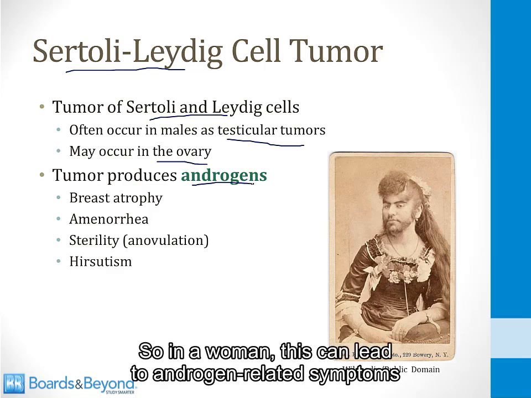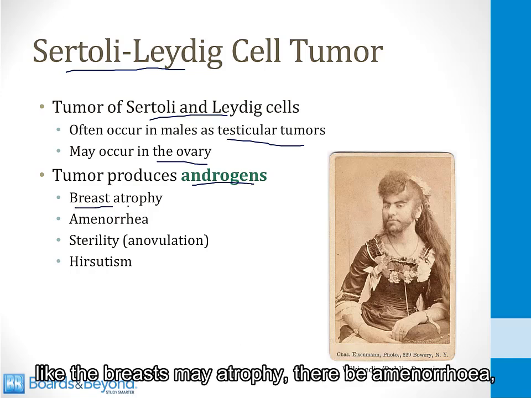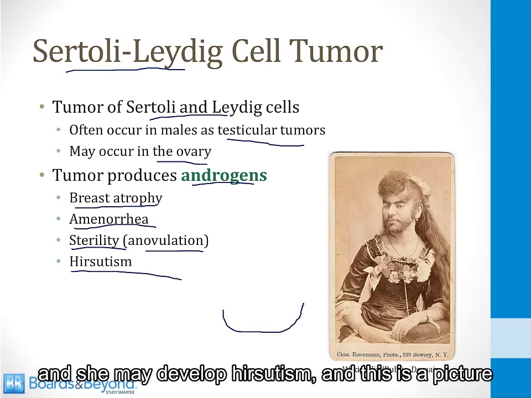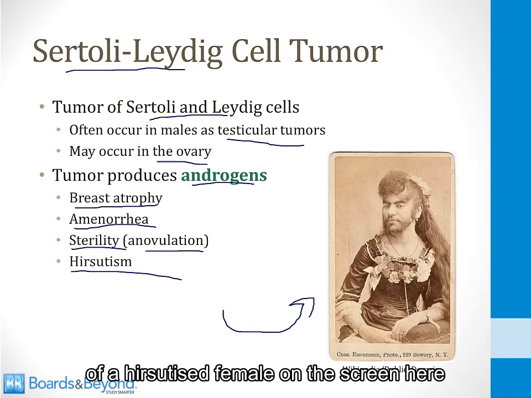So in a woman, this can lead to androgen-related symptoms like the breasts may atrophy, there may be amenorrhea, the woman may become sterile from anovulation, and she may develop hirsutism, and this is a picture of a hirsutized female on the screen here to remind you of that.